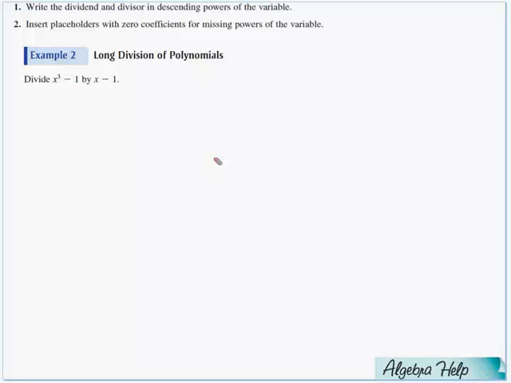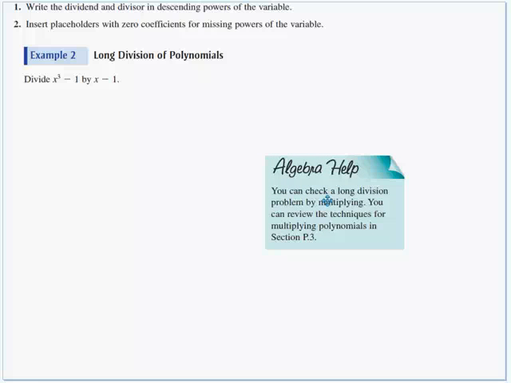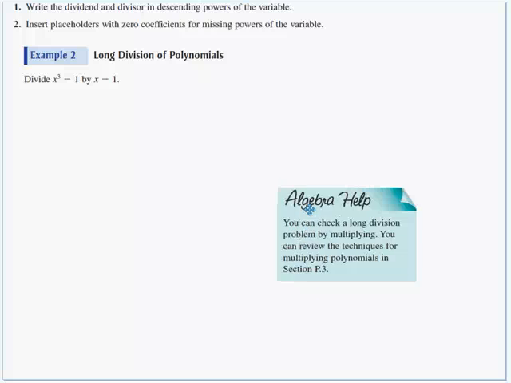And let's see what we have down here. It does say algebra help. You can check a long division problem by multiplying. You can review techniques to multiply polynomials. That was way back. We did that at the start of the year, section P3.